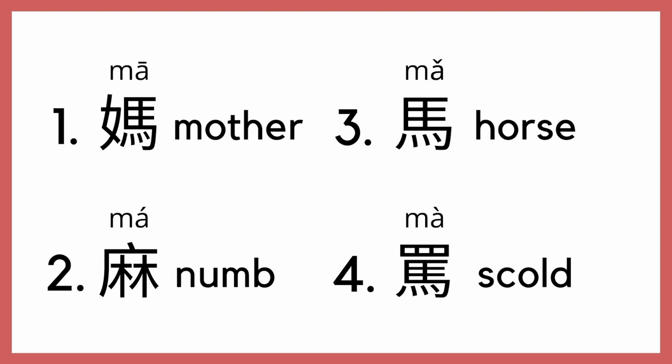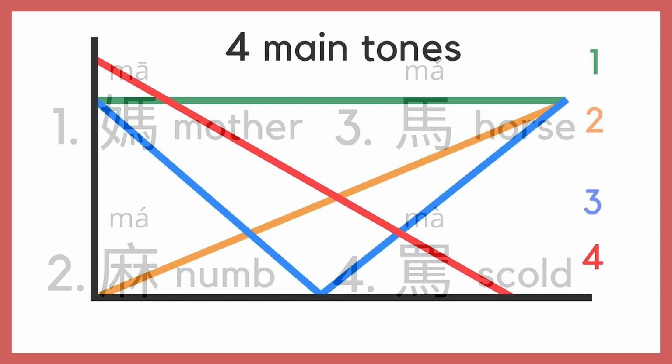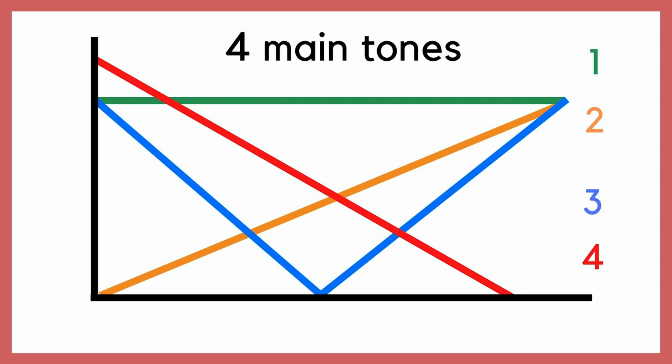If you say ma, the word means horse. And if you say ma, the word means to scold someone. Ma, ma, ma, ma. Can you hear the difference? If not, don't worry, that's what we're going to cover right now. So in Chinese, there are four main tones. There is a fifth one, but we'll talk about that later.